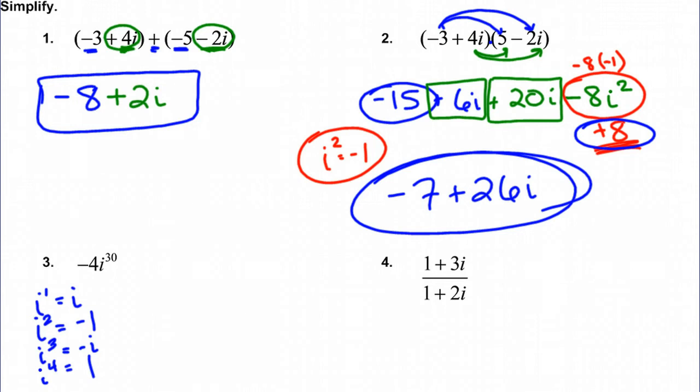But we go through these, and we've learned that once we get through the fourth power, it becomes a repetitive cycle.